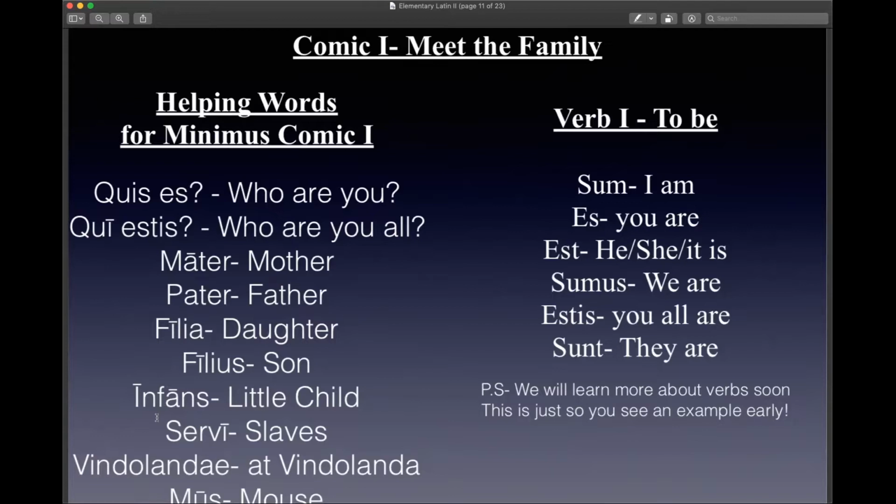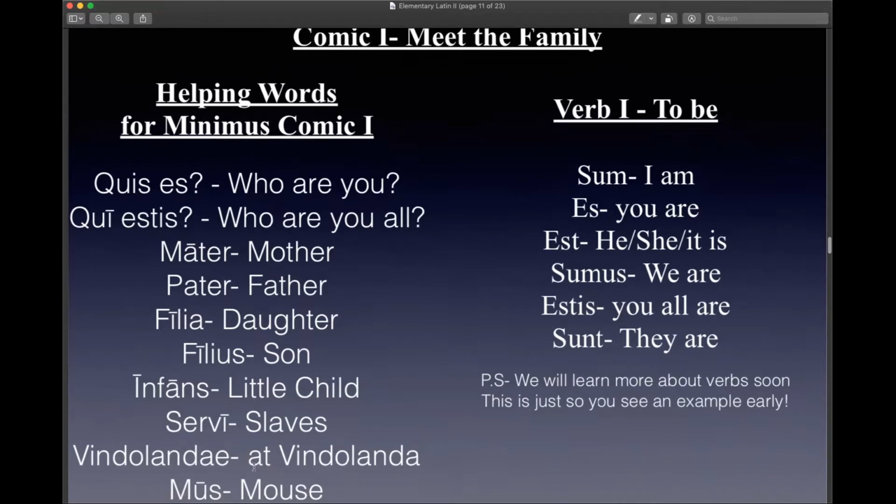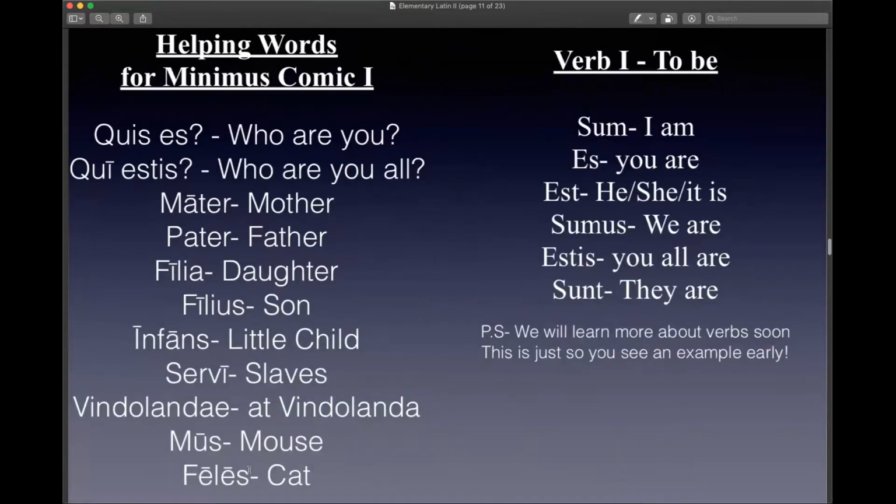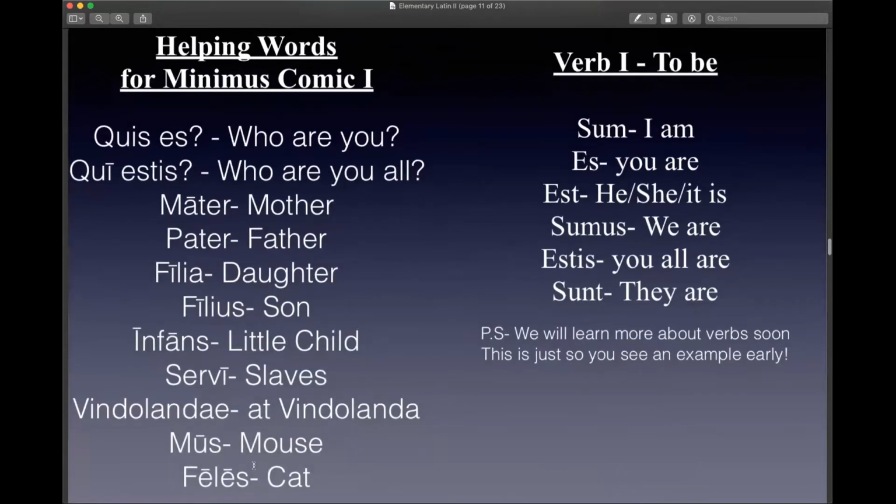Servi are the slaves, and we're going to see how they lived. And then Vindolanda is the place that we're going to be talking about. And it's okay because I'm going to read the intro to you guys about where this is. And then we have mus, mouse. It's pretty easy. Felis, felis is cat.